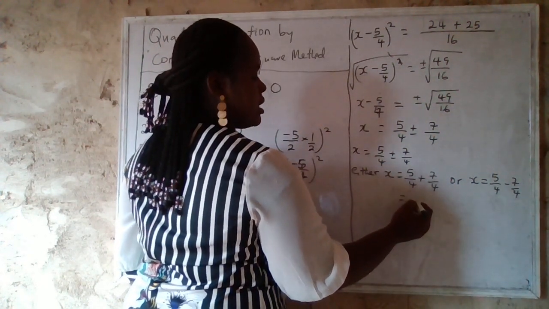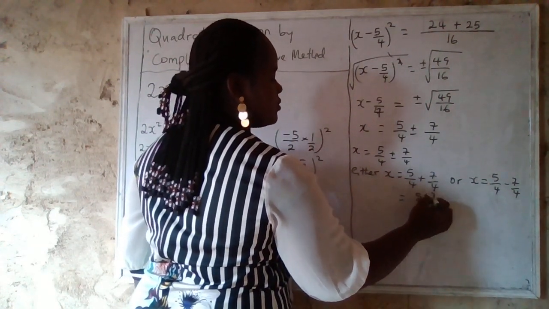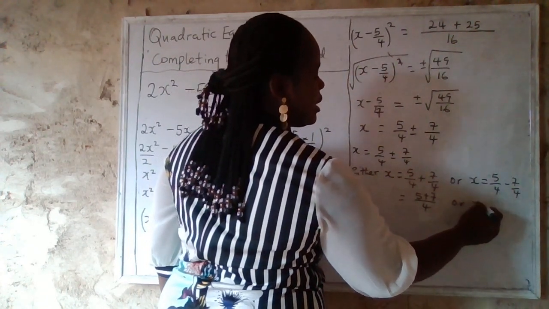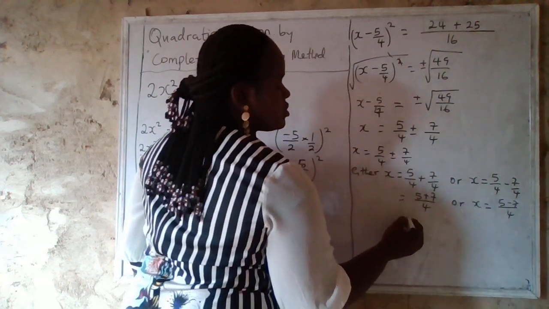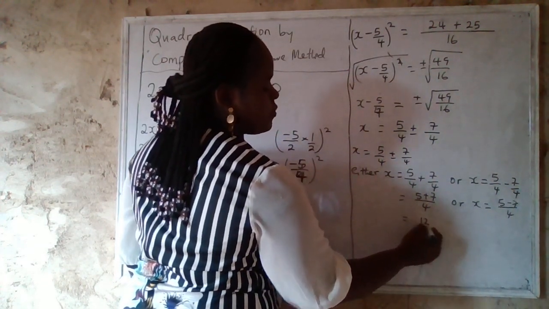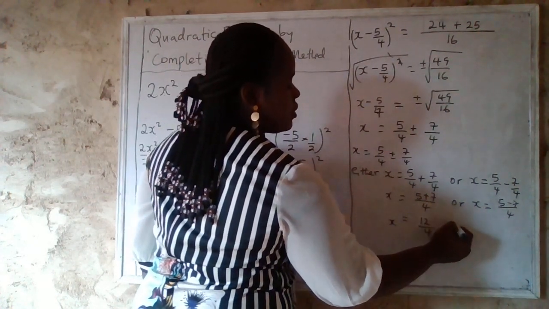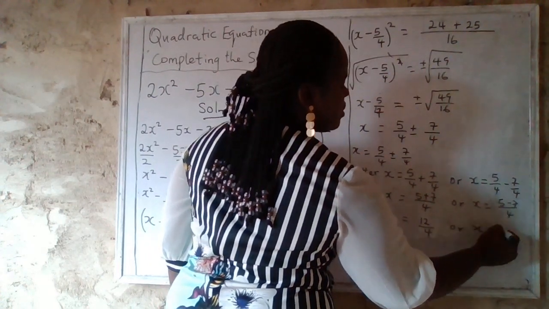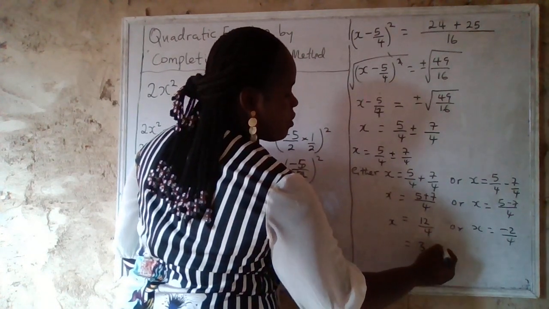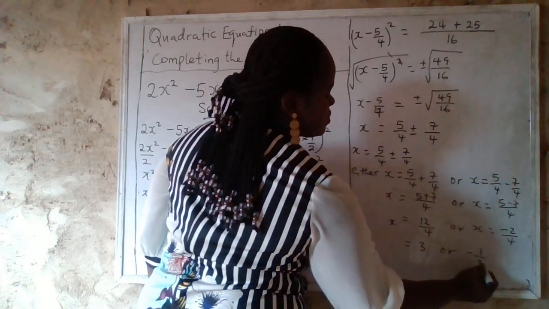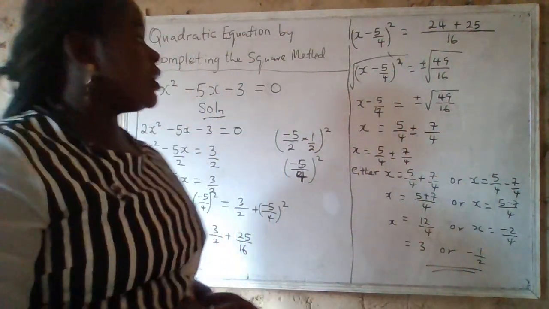So that I will have the LCM is 4, 5 plus 7, or x equal to 5 minus 7. So 5 plus 7 will give me 12 over 4. That is x. Or x equal to 5 minus 7 will give me minus 2 over 4. So this will give me 3, or minus 1 over 2. So that is the value for x.